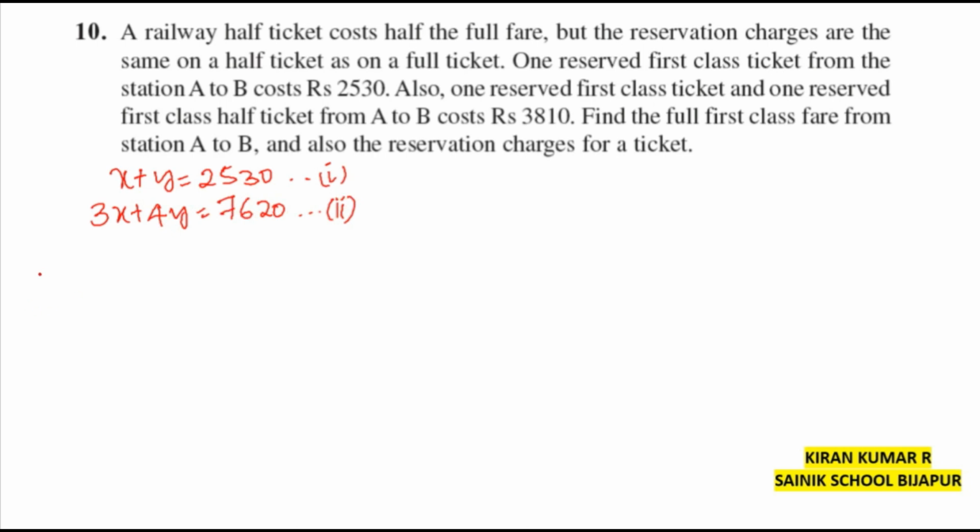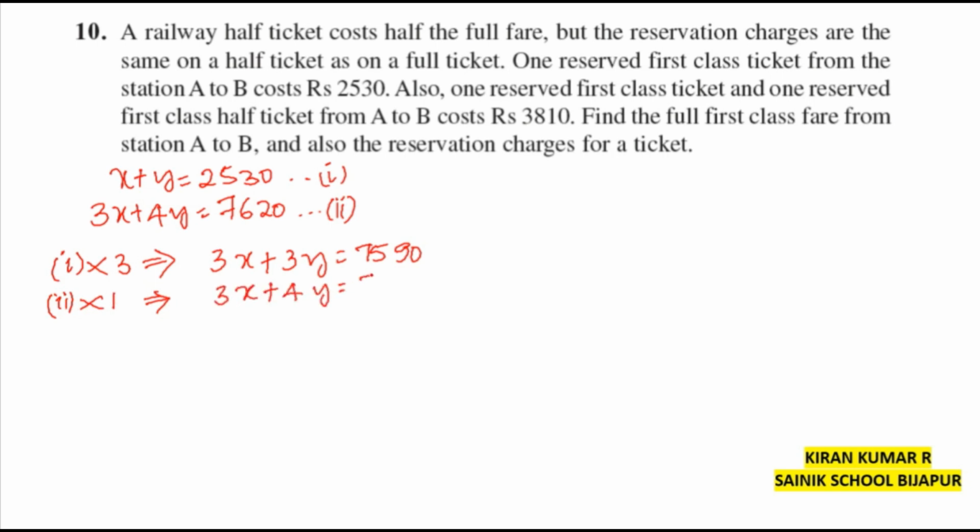Now if you want to follow the elimination method, you need to multiply equation 1 by 3 so that the x term will be eliminated. Let me write it here. Equation 1 multiplied by 3, which implies 3x plus 3y equal to 7590. And equation 2, I won't change it. Let me multiply with 1 and write this as 3x plus 4y equal to 7620. Let me subtract.